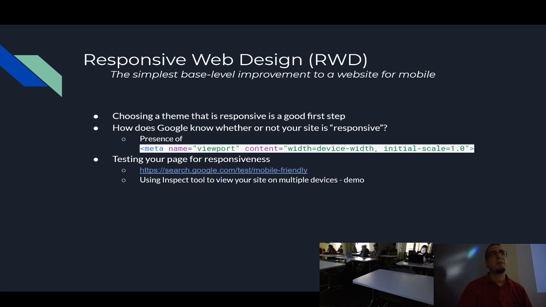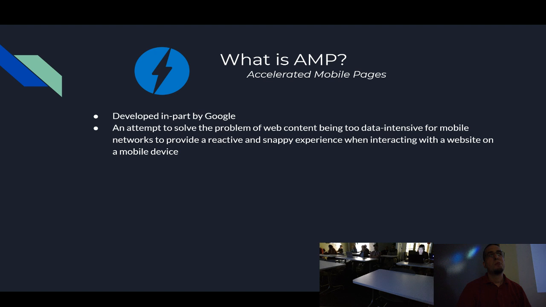AMP is kind of weird. Cool. Okay. So what is AMP? AMP stands for Accelerated Mobile Pages. It's developed in part by Google. And it's an attempt to solve the problem of web content being too data intensive for mobile networks to provide a reactive and snappy experience when interacting with a website on a mobile device.